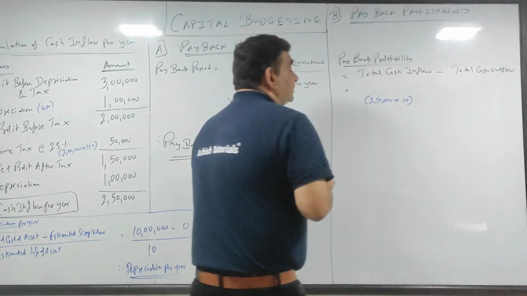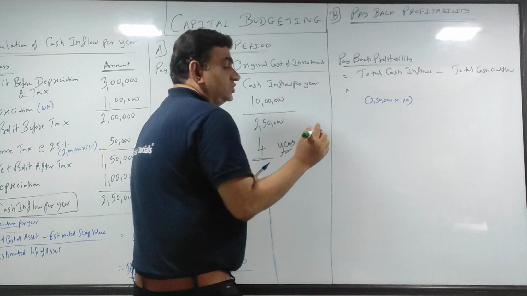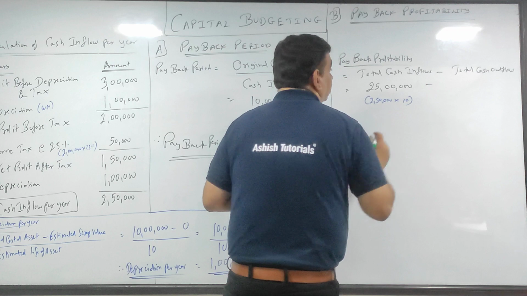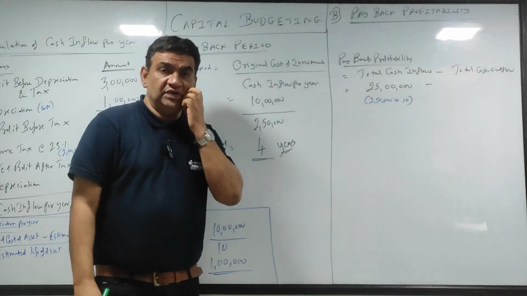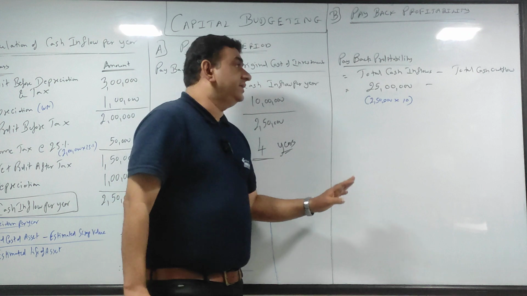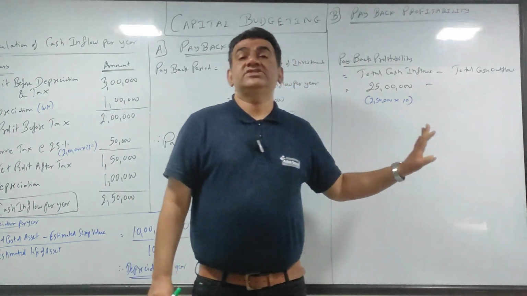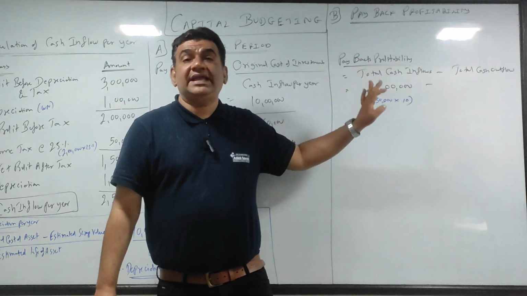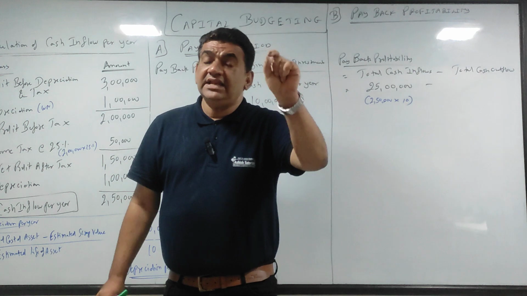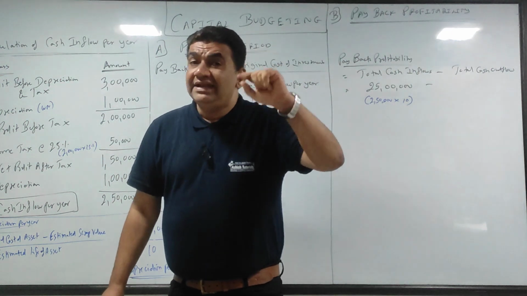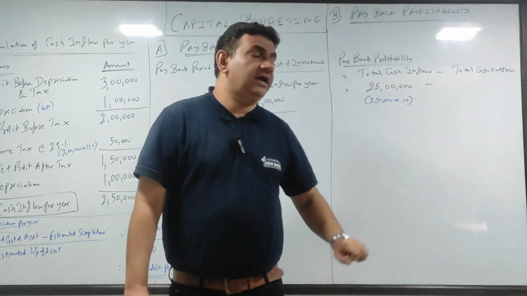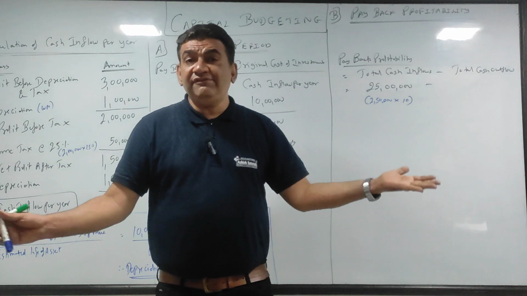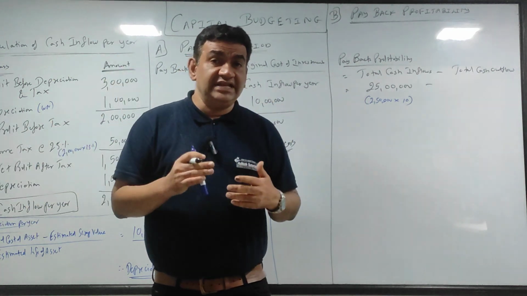250, which is the cash inflow per year. So 250 into 10, 25 lakhs is my total cash inflow. एक साल का कैश इनफ्लो 250, लाइफ इज 10 years, सो पूरे लाइफ का 250 into 10, that is 25 lakhs. So 25 lakhs I will generate over a period of 10 years, entire life.